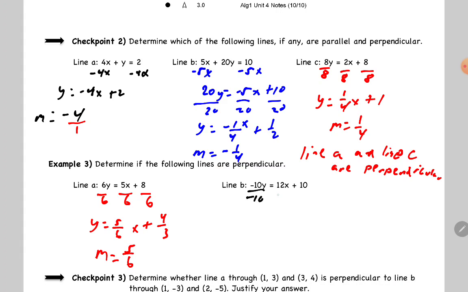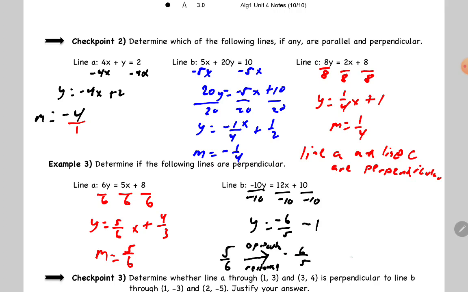Divide everything by negative 10. So I get y equals negative 6 over 5 x minus 1. Okay, so I had 12 over negative 10. That reduces to negative 6 over 5. So I have 5 over 6. Does that become opposite and reciprocal? So I flip it, make it negative. Yes, that is. So these two lines are perpendicular.